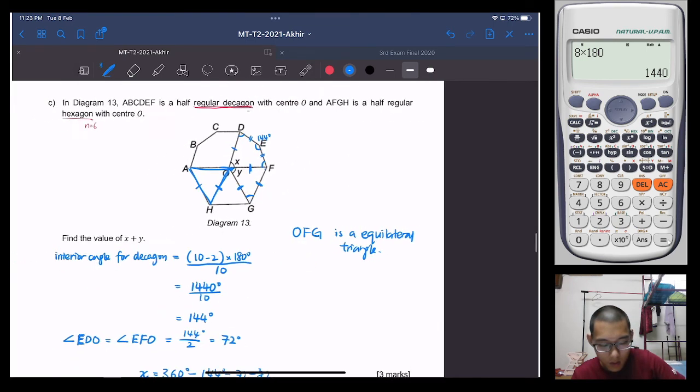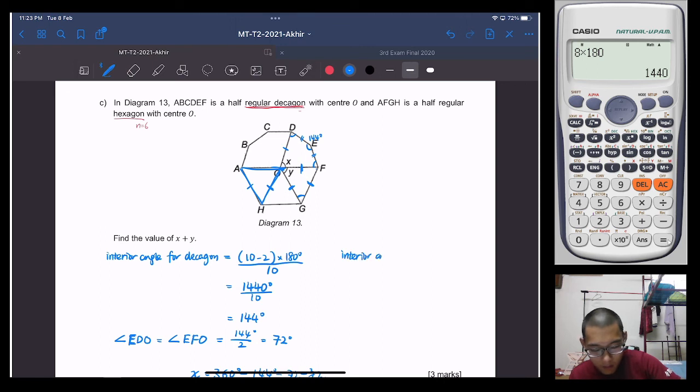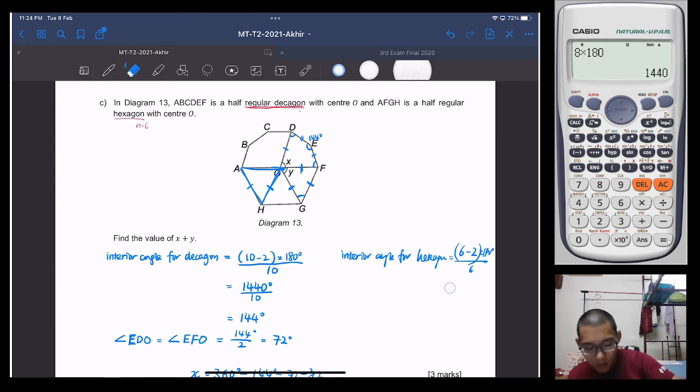Okay, so if I want to use a basic, you can write down this one. Interior angle, same with this one. Interior angle for what? For hexagon is 6 minus 2 times 180 divided by 6 is 60. Okay, no 120, sorry, it's 120.